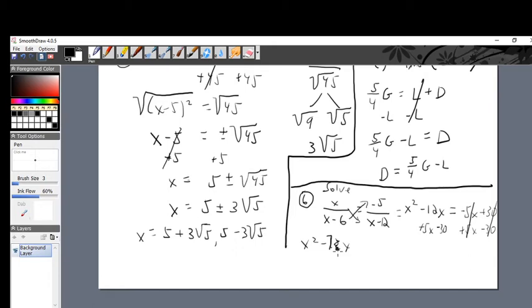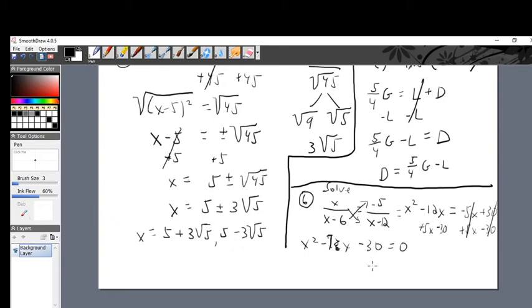X squared, I do plus 5X on both sides, plus 5X and minus 30 on both sides. X squared I'll leave alone. The minus 12X and the 5X become a 7X, and so it's minus 7X. And then the minus 30's got nothing to go with, so it's minus 30 equals 0. So what do you read over here? X squared minus 7X minus 30 equals 0.